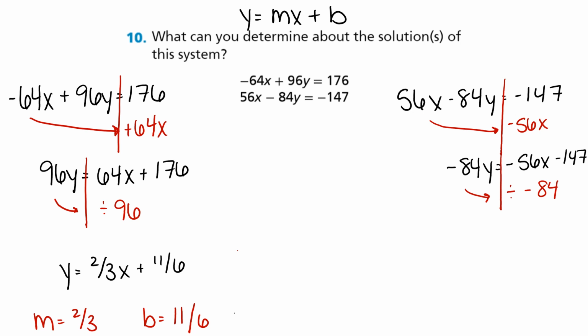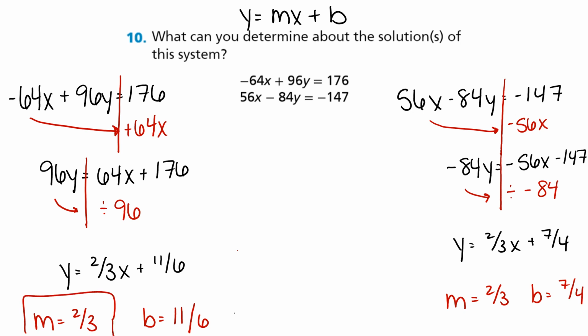On your calculator, when you divide 56 by 84, you get a repeating decimal of 2/3. You also divide the 147 by the 84 to get a value of 7/4. We can identify our slope as 2/3 x and our y-intercept as 7/4. Because the slope values match, but the y-intercept values do not, it means we have a no solution equation.